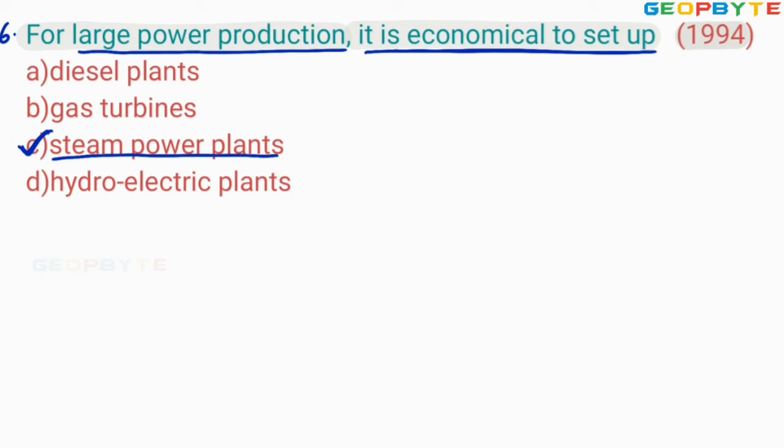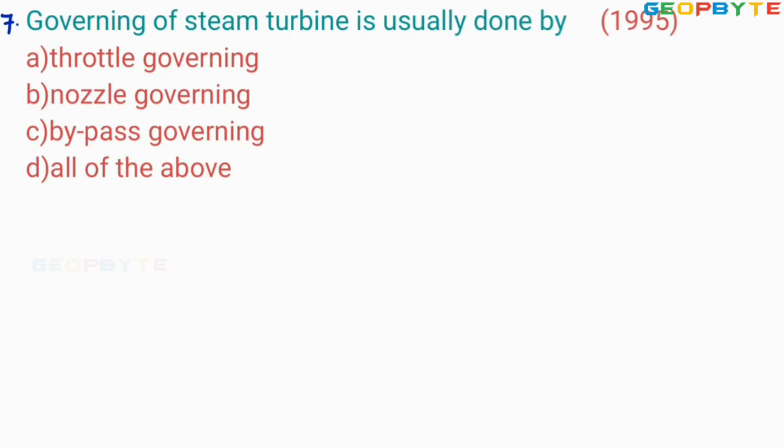But remember, for the case of hydroelectric power plant, initial investment is absolutely high, but running cost of the hydroelectric power plant is very less compared to steam power plant. Anyhow, from the initial investment point of view, it is economical to select the steam power plant or thermoelectric power plant. I hope you got my point. Let us take the next problem. Look at the seventh problem.